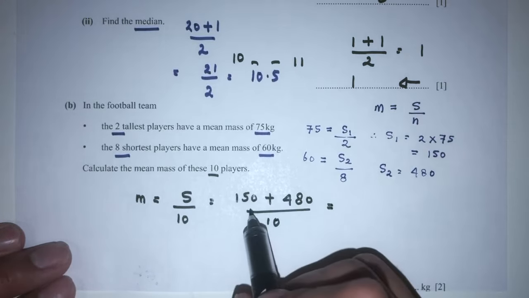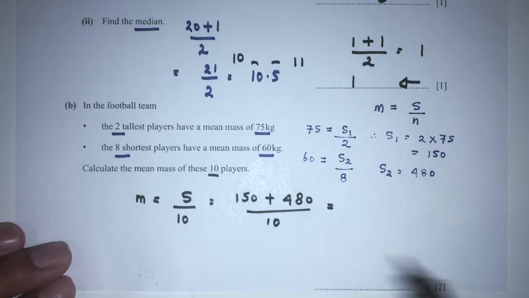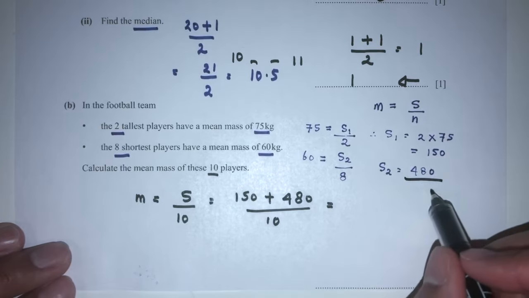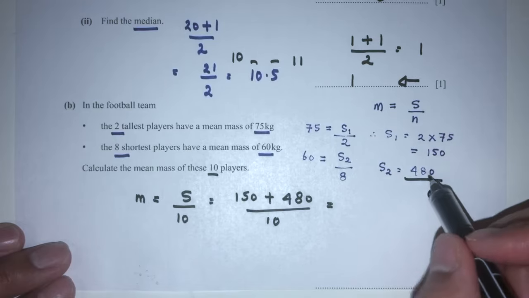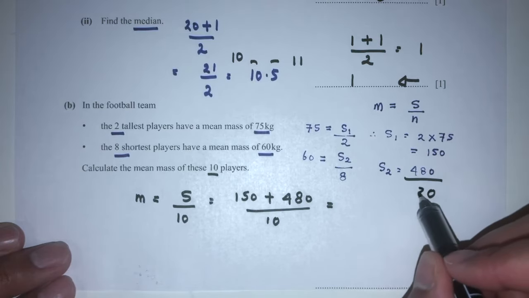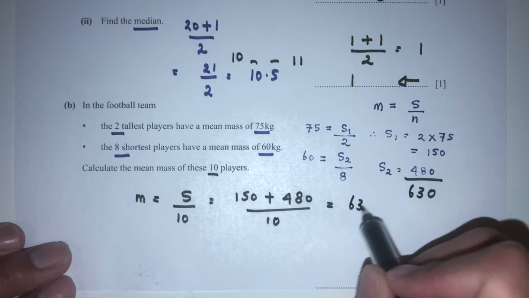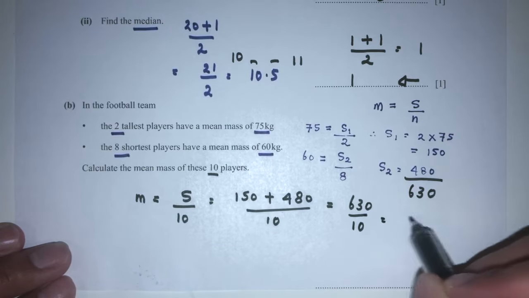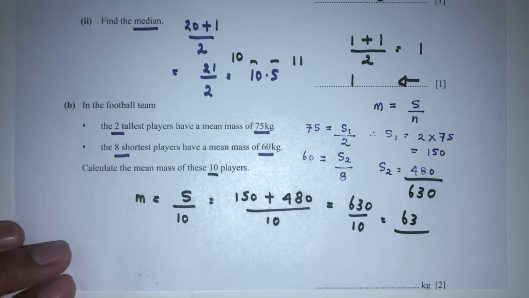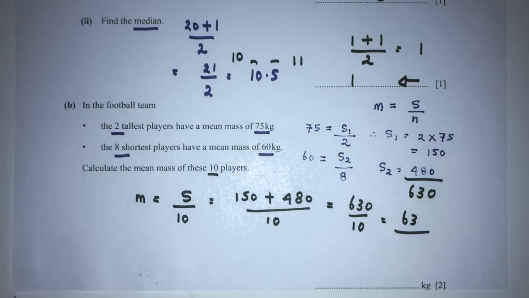So what we can do is add them, right? Pretty easy to add them. That will be 0. 5 plus 8 will be 13, and that will be 6. The answer will be 630 divided by 10, so that will be 63 as your answer. And that will be question number 10.